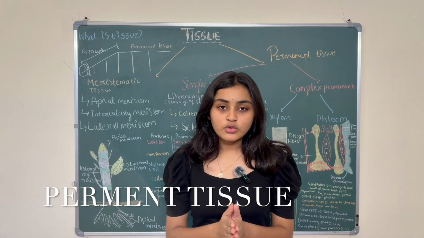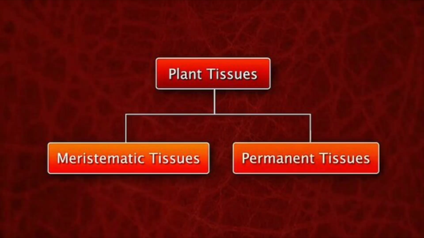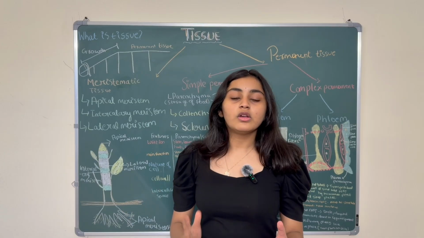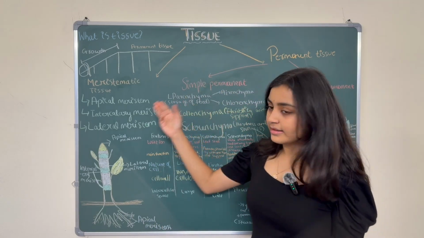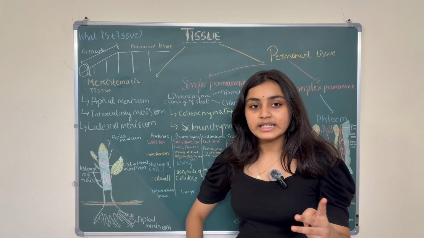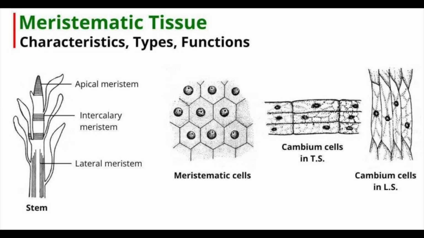Now, tissue is classified into two types: meristematic tissue and permanent tissue. Now we will look into meristematic tissue. It is further divided into three types: apical meristem, intercalary meristem, and lateral meristem. Now we will look at these three in a plant.